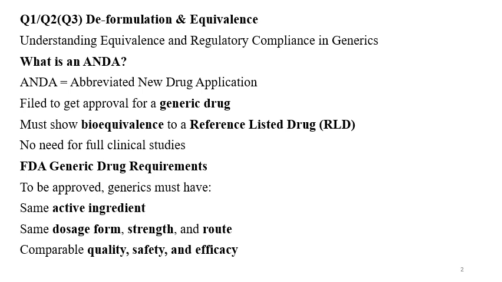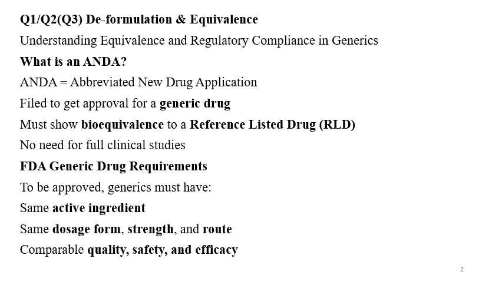Generic formulations are called ANDA applications for the US market. An ANDA is filed by the applicant to get approval for the generic drug product in the US market. The generic product must be bioequivalent to the reference formulation. Generic product must show bioequivalence to the reference listed drug, RLD, or in other words, the reference standard.